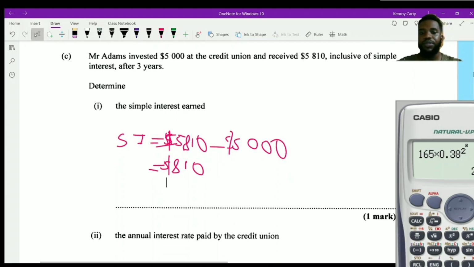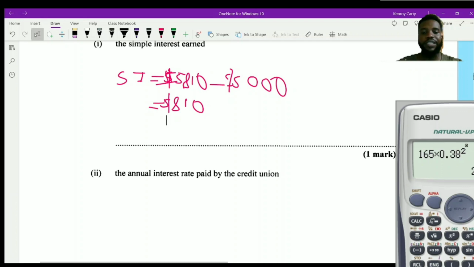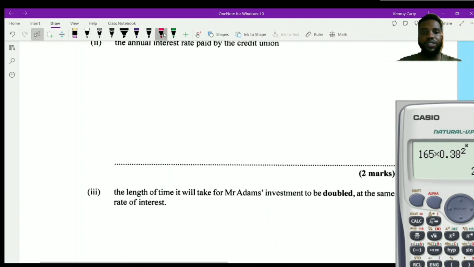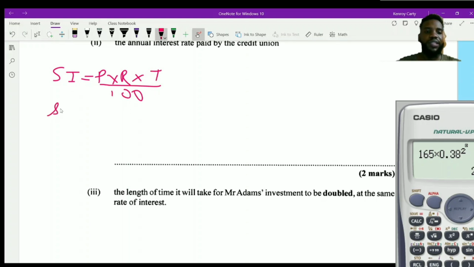All right, take this down some more. The annual interest rate paid by the credit union. Let's start with what we know. You want the interest rate. Let's start with the formula. Simple interest is simply equal to the principal times the rate times the time all over 100. The simple interest we know is 810. The principal we know is 5,000. The rate we don't know, we're going to put R.